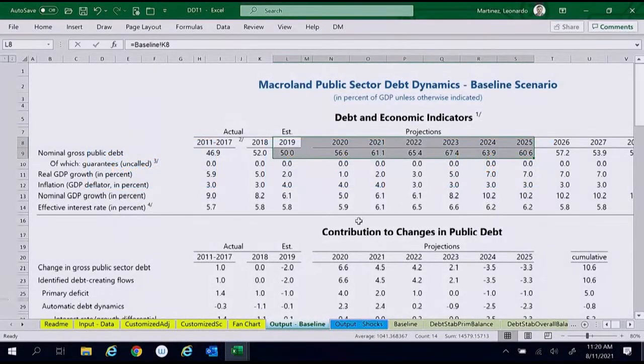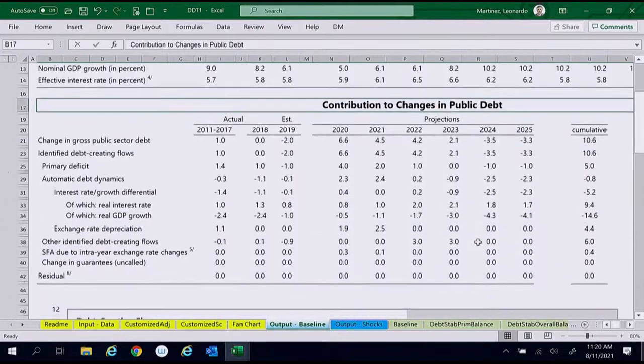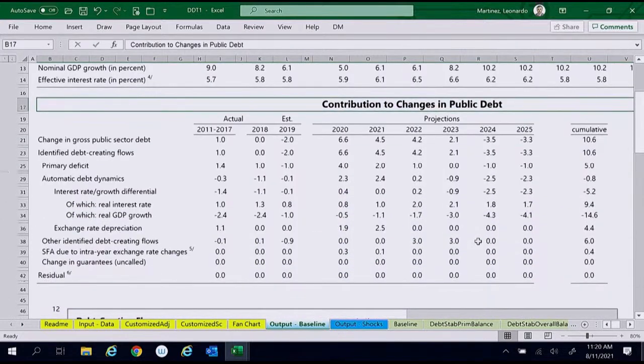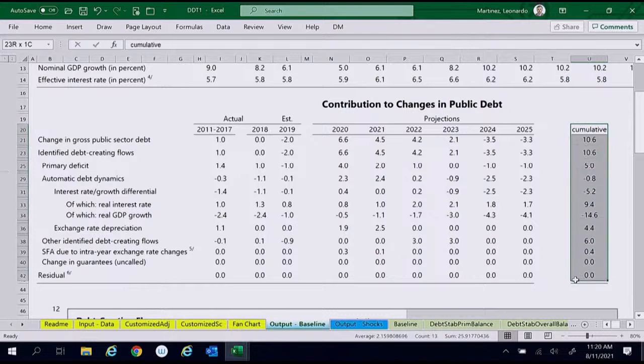The bottom table and figure in the output baseline worksheet present the contributions to changes in public debt. The last column of the table reports the contributions to the cumulative change in the debt ratio between 2019 and 2025. We can see that the 10.6% of GDP cumulative change of the public debt ratio is the sum of the following individual contributions. The primary deficit contributed to an increase of 5% of GDP.